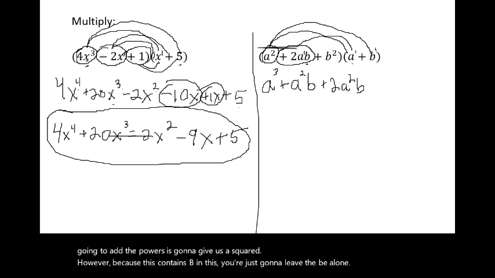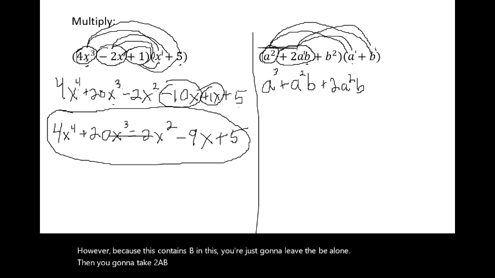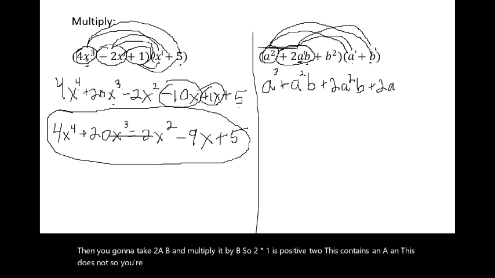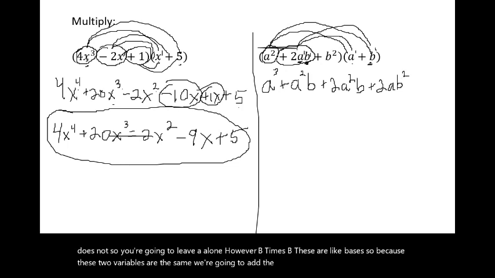Then you're going to take 2ab and multiply it by b. So 2 times 1 is positive 2. This contains an a and this does not, so you're going to leave the a alone. However, b times b, these are like bases, so because these two variables are the same, we're going to add the powers on b to give us b squared.